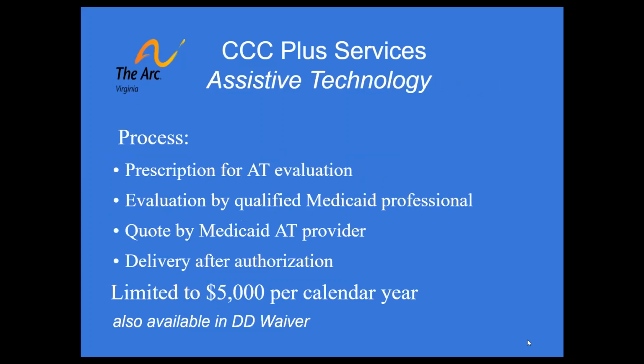Assistive Technology pays for technology that assists the child or adult to be more independent in activities of daily living, such as bathing, eating, and communication. Devices are usually portable and may include specialized medical equipment, communication devices, or controls. To use this service, the process is that there is a prescription for the AT evaluation. The evaluation is by a qualified Medicaid professional. There's a quote by the Medicaid Assistive Technology provider. There's delivery after authorization. This is limited to $5,000 per calendar year. This is also available in the DD Waiver.